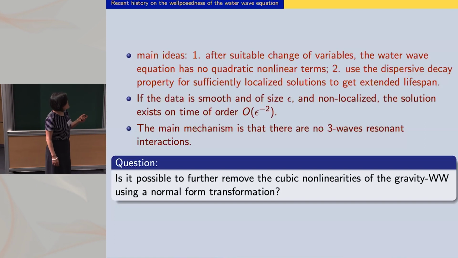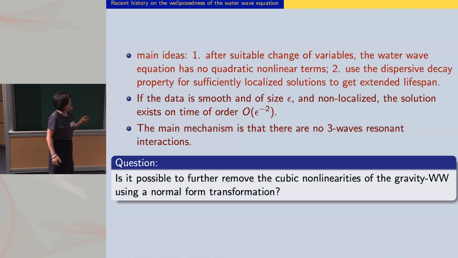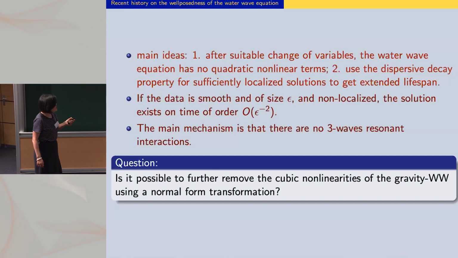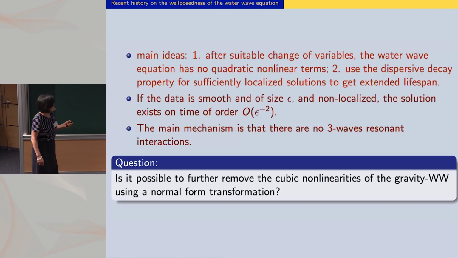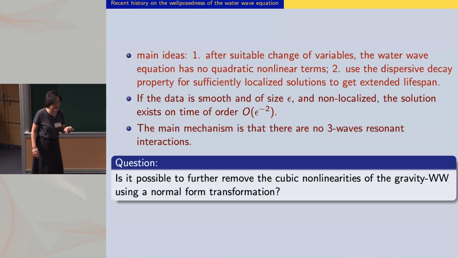But if you also use the decay property, then for the 2D case it gives you almost global. If you use modified scattering, it gives you global. In the 3D case, if the quadratic nonlinearity can be transformed away with time decay t to the minus 1, then you go to global. The main mechanism here is that essentially there's no three-wave resonant interaction in the water wave. Now the question is whether we can further remove the cubic nonlinearity.